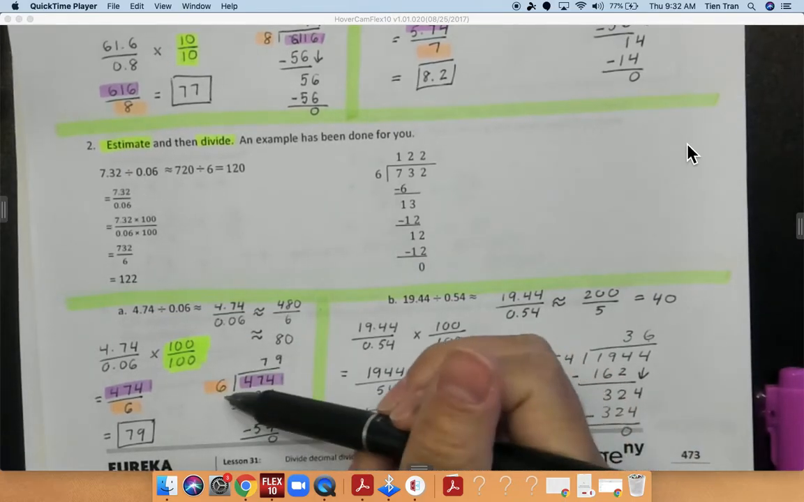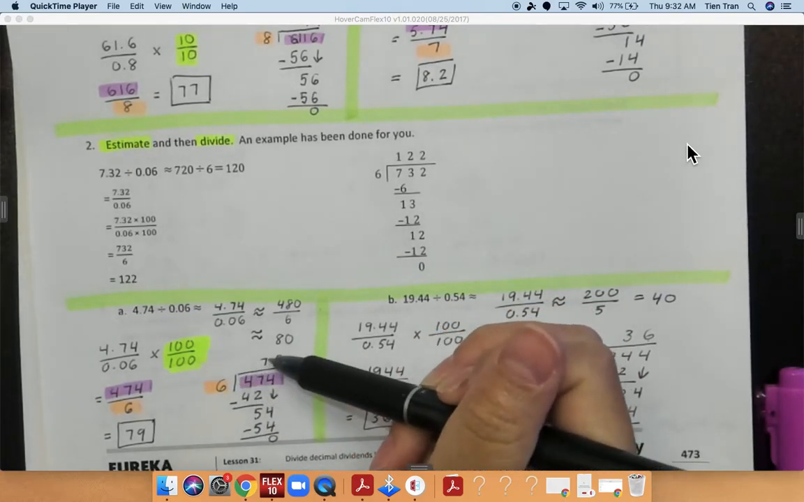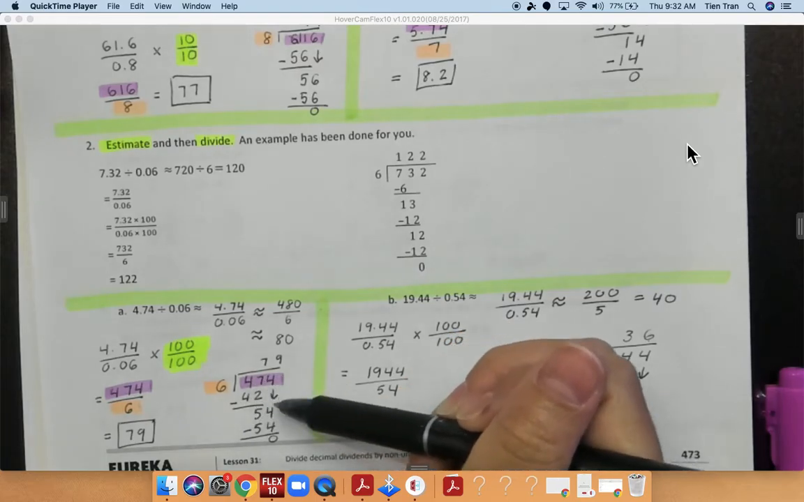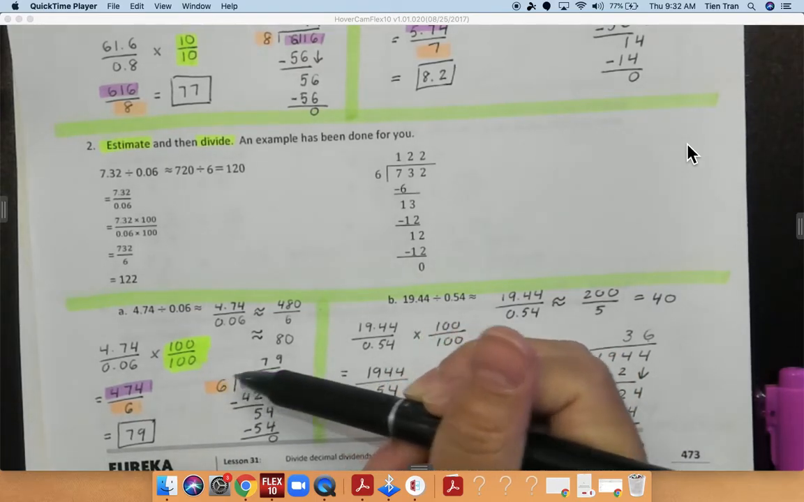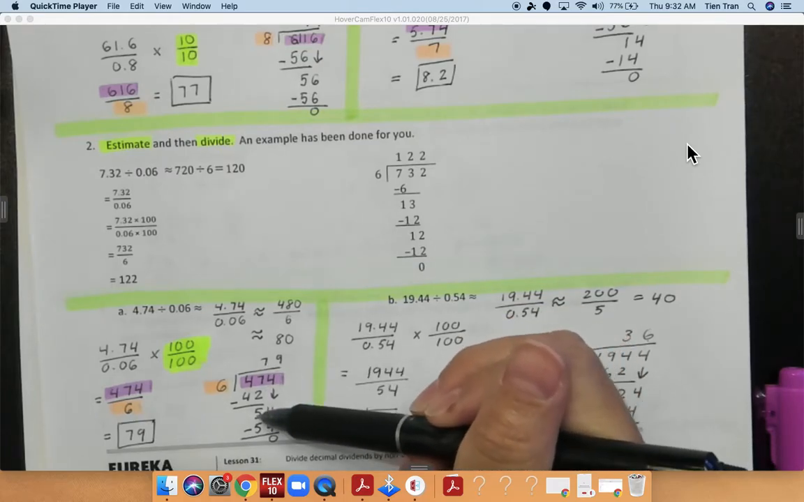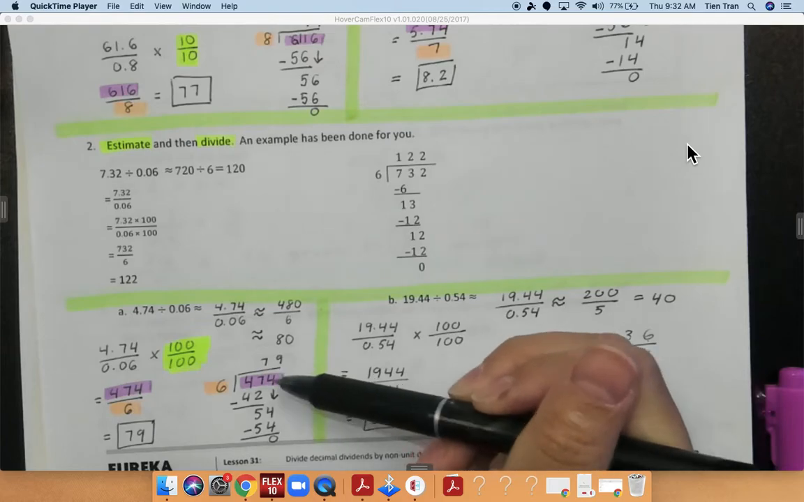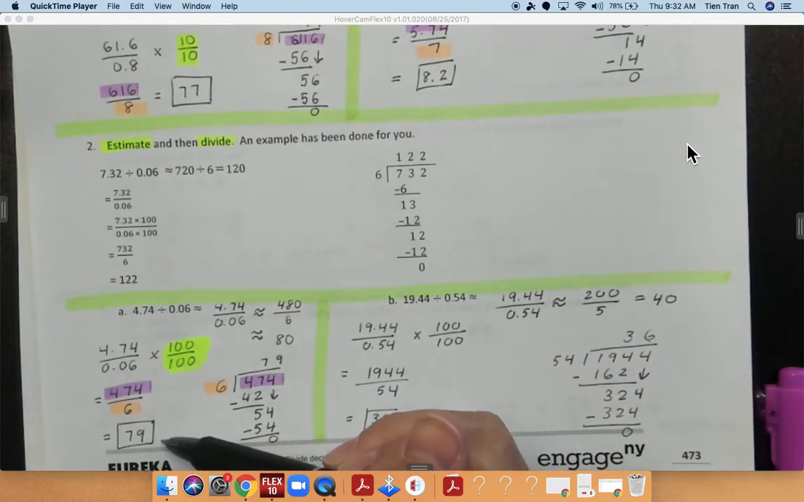So we know that 6 can go into 42 7 times. 47 minus 42 is equal to 5. Bring down your 4. 6 can go into 54 9 times. 54 minus 54 is equal to 0. So our final answer is 79.